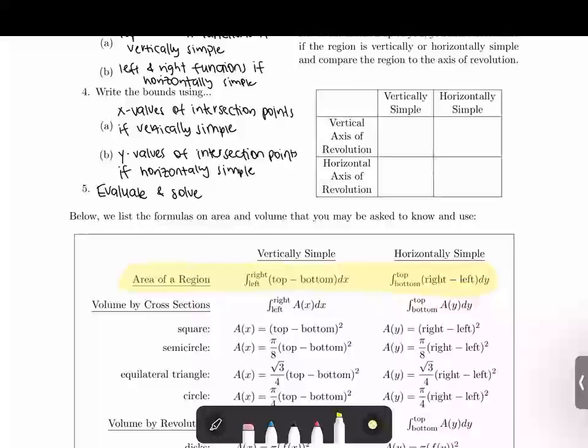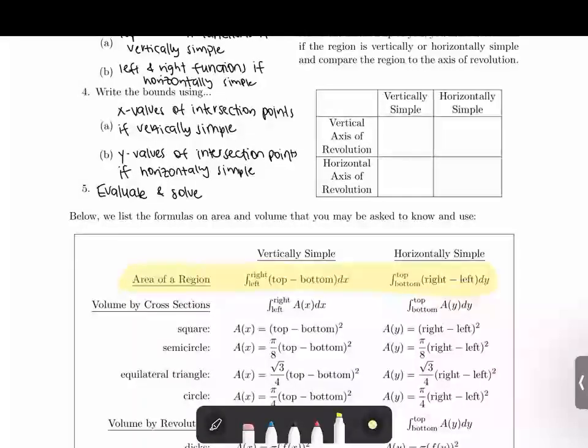So whenever we're plugging in our bounds using the first fundamental theorem of calculus, we always do top minus bottom or right minus left. So one thing to also internalize is that it's always going to be top minus bottom and right minus left. Because if we look over on the horizontally simple side, well, now our integrand is right minus left, and whenever we evaluate our bounds, it's top minus bottom.